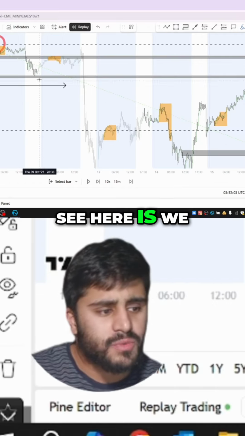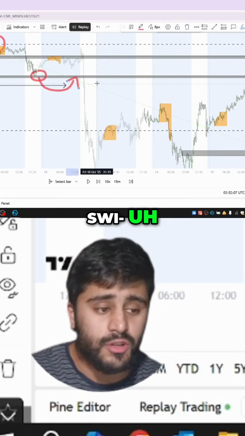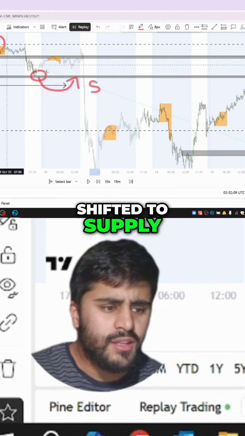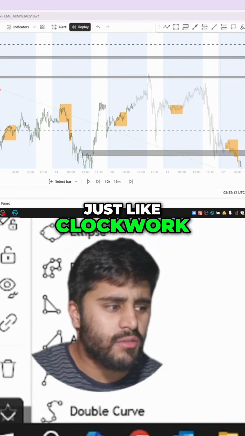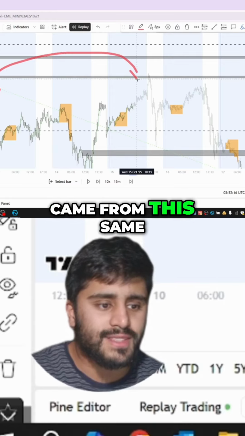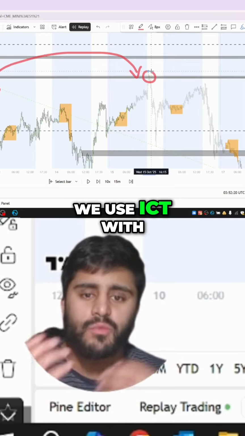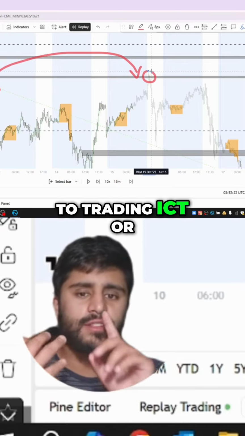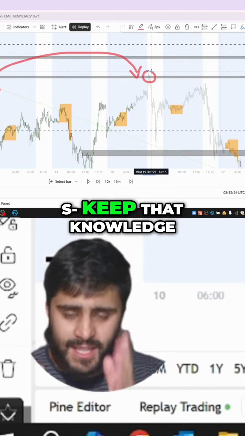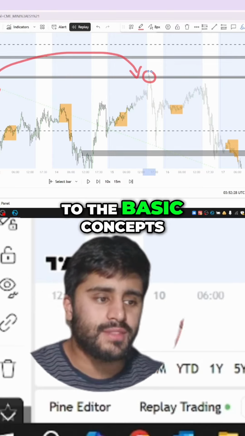So what we can see here is price held as demand and price shifted to supply. Just like clockwork, right? It's very important to understand our next sell-off came from this same exact zone. So this is where we use ICT with order flow. If you're used to trading ICT or smart money concepts, I want you to keep that knowledge and apply order flow to the basic concepts, right?